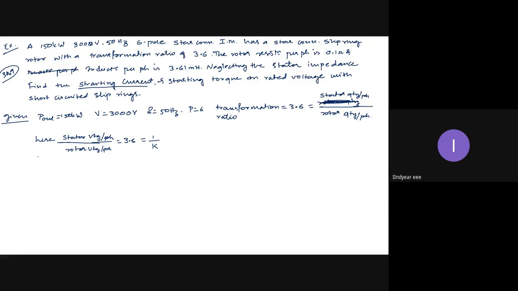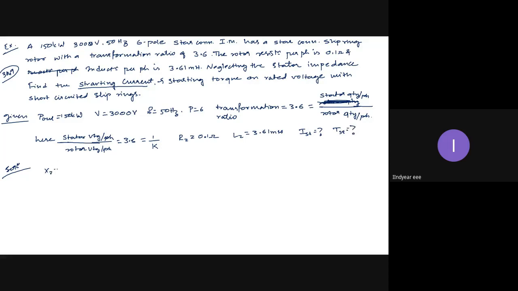Next, what is given? The rotor resistance R2 is 0.1 ohms, and L2 is 3.61 millihenries. It is not X2. We have to find X2. So, solution. What do we have to find? We have to find IST, which is not rotor current, it is stator current, and TST, starting torque.